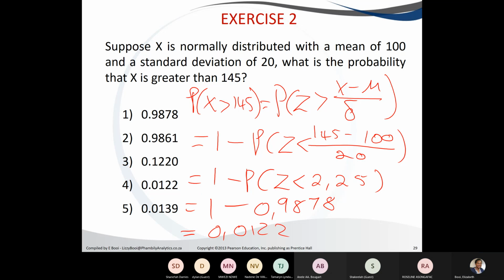0.0122, which is question number 4, answer number 4. I hope I am right. When you answer questions like this, please be careful not to select the 3 because it looks almost the same as that one. It's just that that one is 0.12 and the answer is 0.0122.